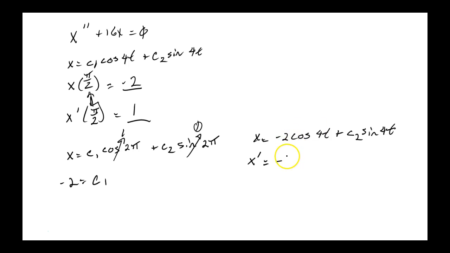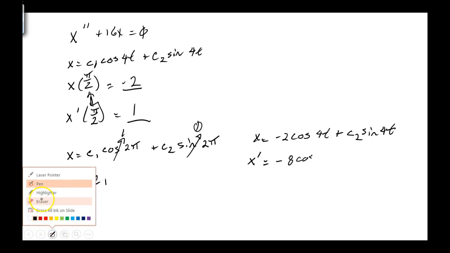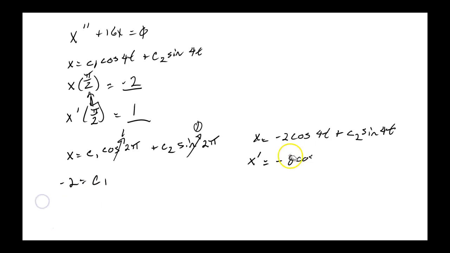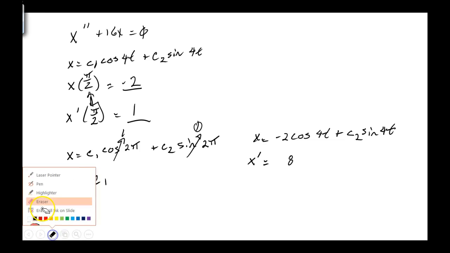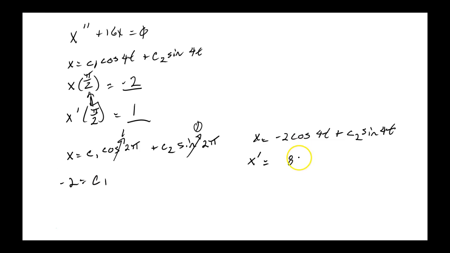Negative 8, isn't it? Oops. Sine. No, then it's not negative, is it? It's 8 times the sine of 4t. And this one? The C2 sine 4t part, that stays the same for now. Okay. I'm going to go from 2 to 8.